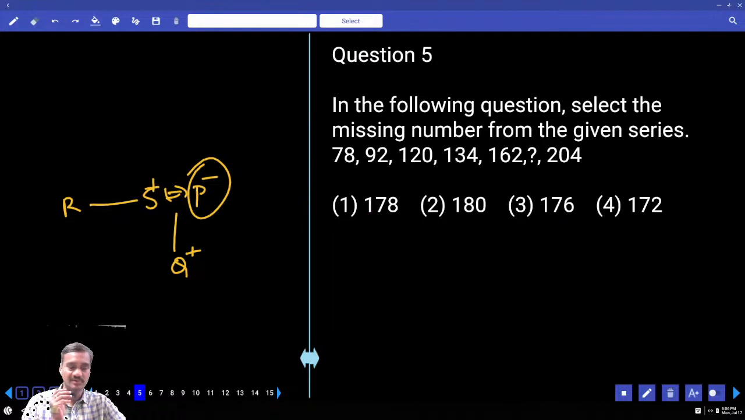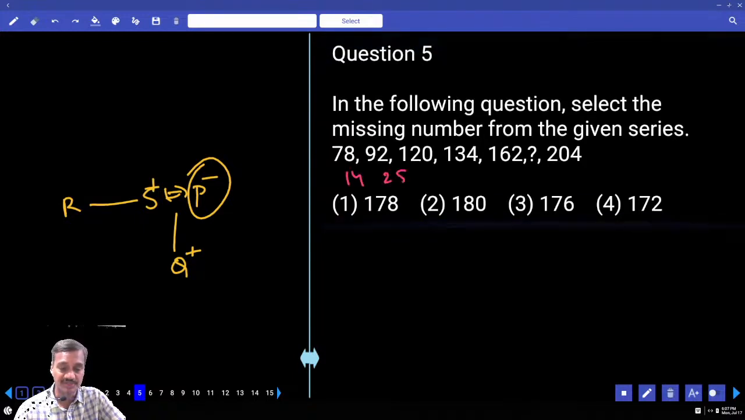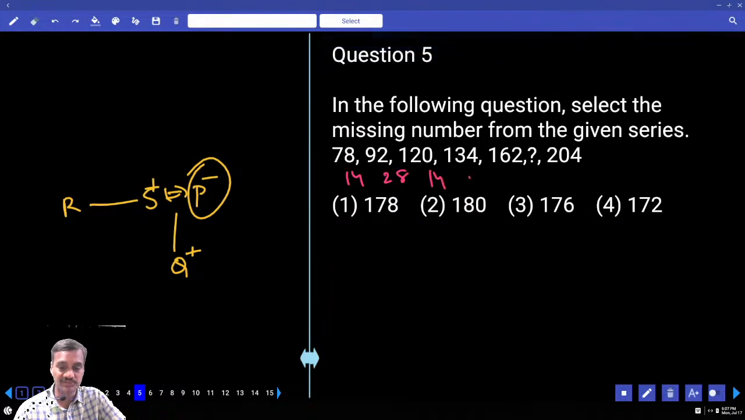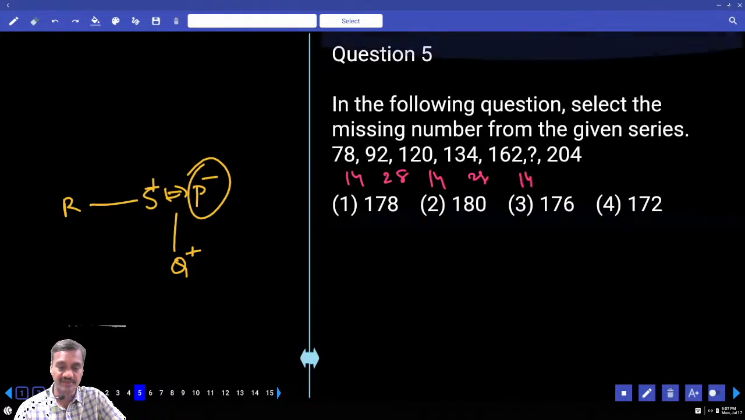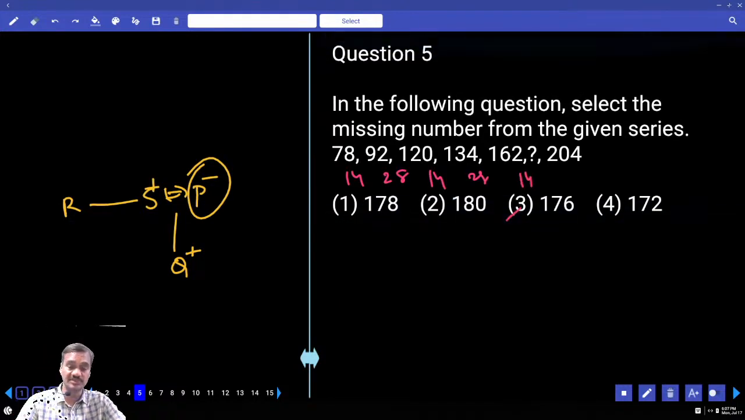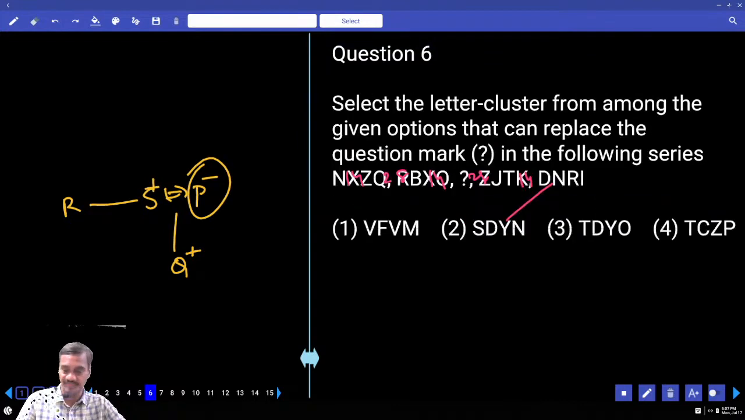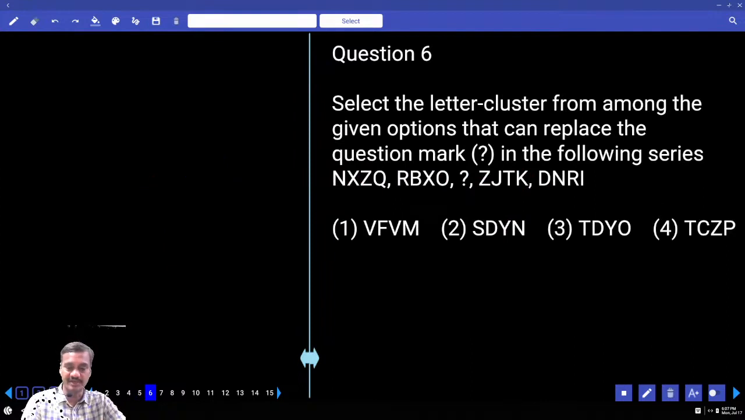Then fifth one. Now in question number 5, tell me what is the difference between these two. Now here the difference between 78 and 92 is so much? 14. Next difference is so much? 28. Next one 14. Next is 28. Again 14. And 162 plus 14, 176, choice 3, question number 5. Then sixth one, it is based on data series. Now N and R.